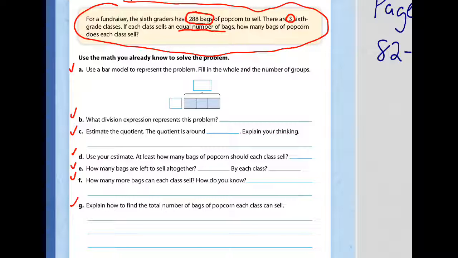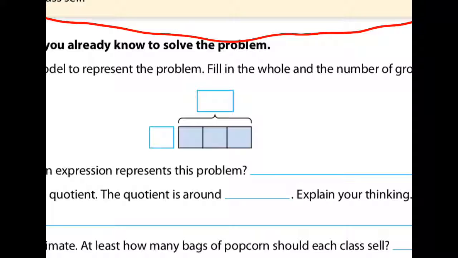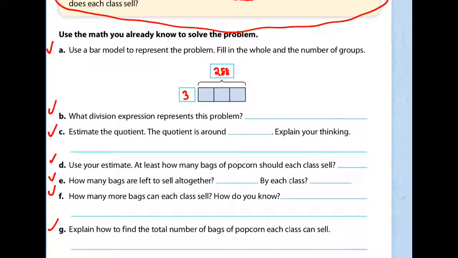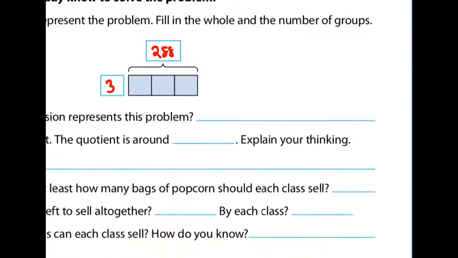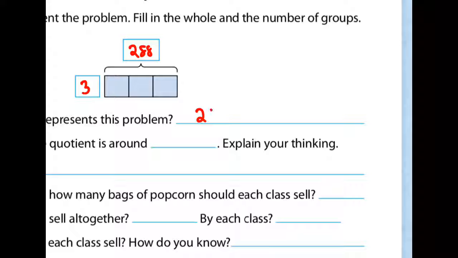So A says, use a bar model to represent the problem. Fill in the whole and the number of groups. So the whole here would be our 288 bags of popcorn being split into 3 groups. And that's what each of these bars represents, your 3 groups. Now B says, what division expression represents this problem? So the division expression would be 288 bags of popcorn divided into 3 groups.